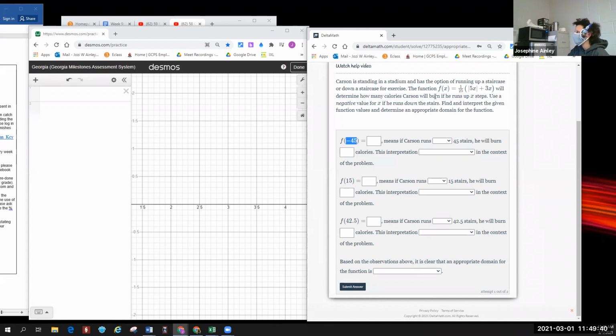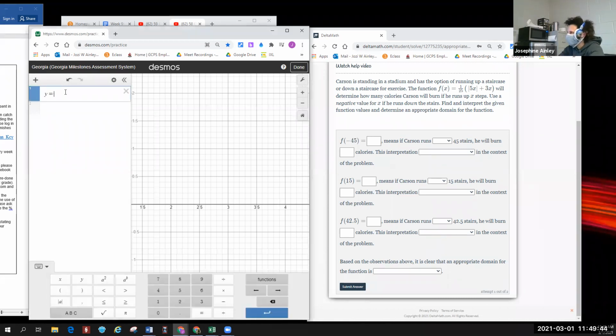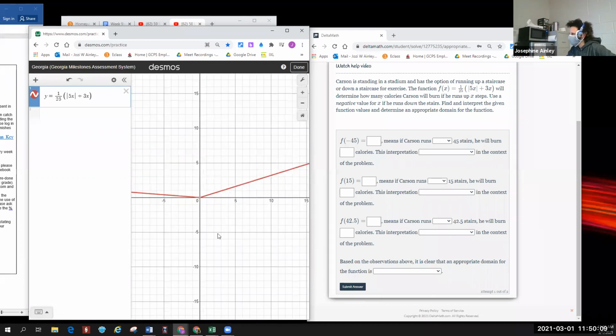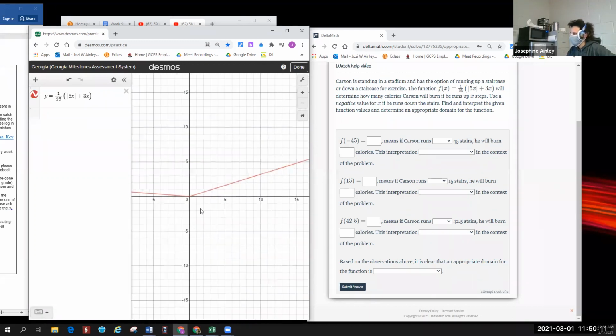All right, now I need to evaluate the function at this point. So I'm going to go ahead and type it in. So y equals 1 divided by 25, and then parentheses. And I know I have absolute value here, so I'll put absolute value 5x, and then plus 3x. Close parentheses. Absolute value is A, B, C, D, and then this A with the absolute value marks. And this is what my graph looks like.